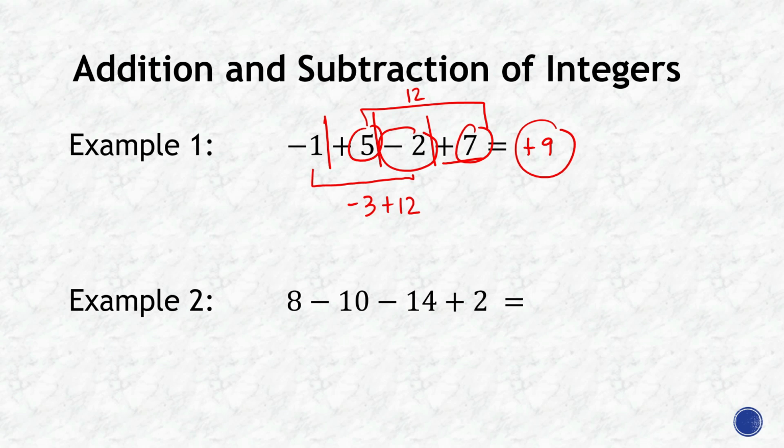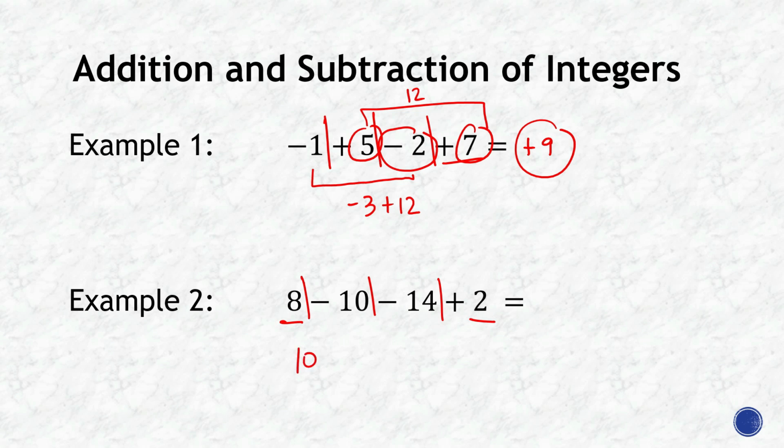Treat that minus sign as negative. Meaning, 8 is positive, 10 will be negative 10, 14, consider that negative 14, and 2 is obviously positive. And just like what we did in the previous example, we add 8 and 2 because they have the same signs. They're both positive, so that'll be 10. 10 and 14 are both negative.